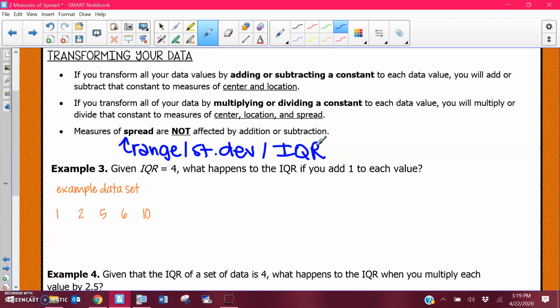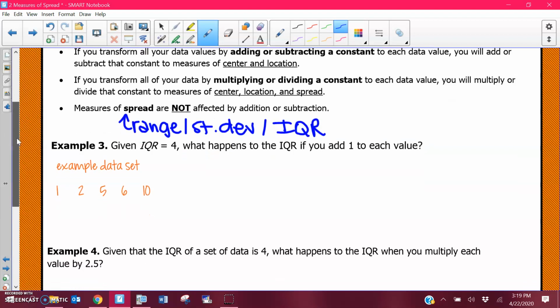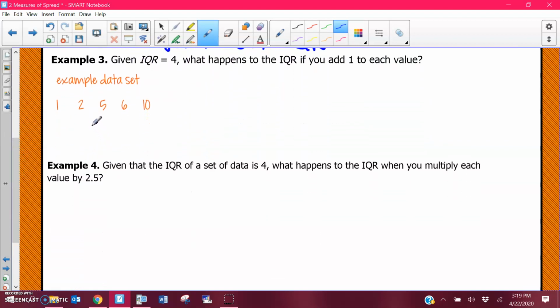Think about it. If I was given that an IQR was 4, what happens if I add 1 to each value? I had this example data set. I hope you believe me that the IQR is 4 here, because this is the median, this is Q1, this is Q3, and so 6 minus 2 is 4, surprise. So if I add 1 to every single value, so 2, 3, 6, 7, 11, my IQR is still going to be the same distance apart. These two numbers are the same distance apart. I just added 1.